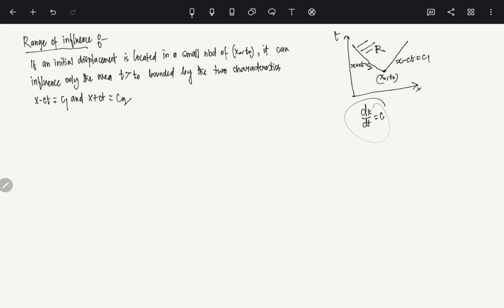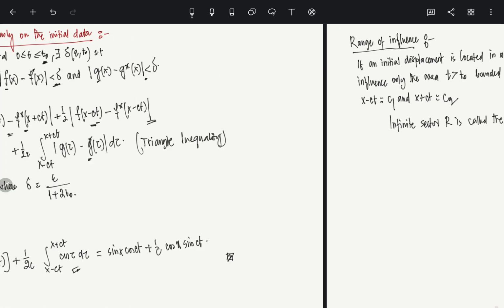In this part, the effect of the displacement you can only see in that part. So this infinite sector R is called the range of influence. I hope this is clear. So this is the range of influence.